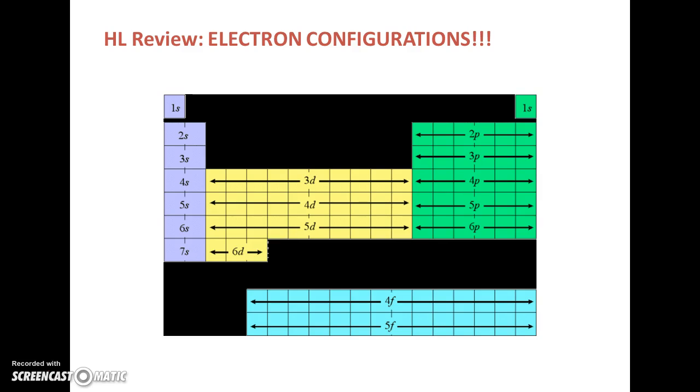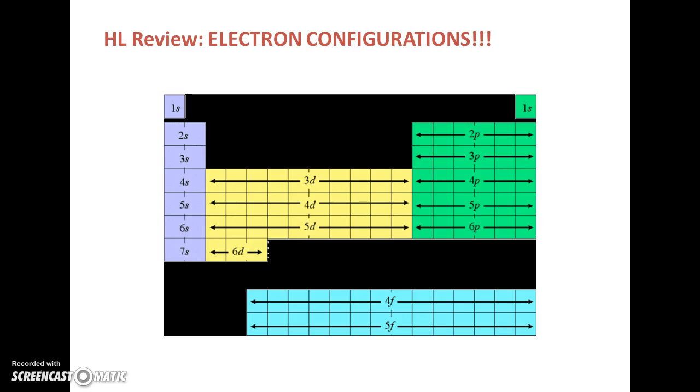The 1 tells me which energy level those electrons are living in, and the s tells me the shape of the orbital. So in this case, those first 2 electrons are going to go in the first energy level, s orbital. Okay? We're going to keep going through each of the rows until we get to the element.